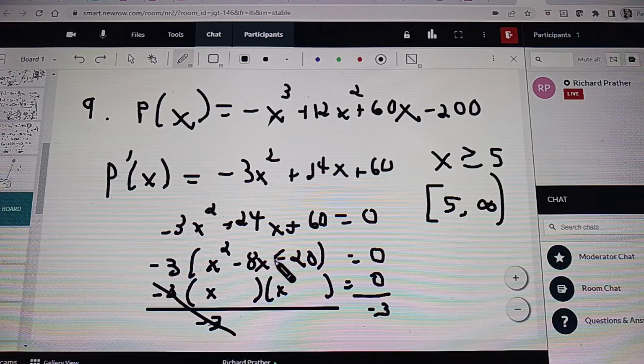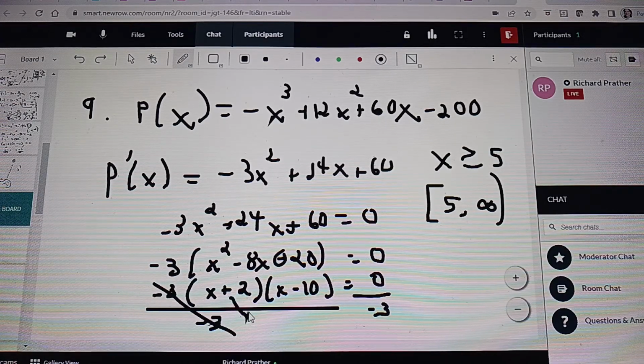So there's definitely one positive, one negative. Multiply to 20, subtract to negative 8. The bigger number has to be negative. So we have 1 and 20, 2 and 10, 4 and 5. 2 and 10 could do it. 2 times negative 10 is negative 20. 2 minus 10 is negative 8.